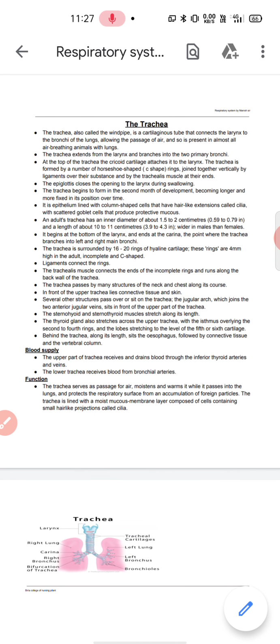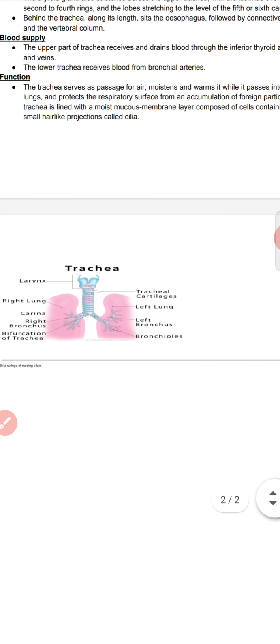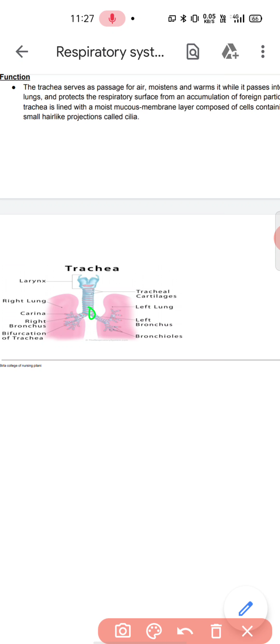Trachea extends from the larynx to the primary bronchi. At the lower end, the trachea is divided into two primary bronchi at the site of the carina. Carina is the point where the trachea divides into two. Here it is, the carina. It extends from the larynx to the carina. Okay, carina is the site from where the trachea divides into two parts, two primary bronchi, left and right.